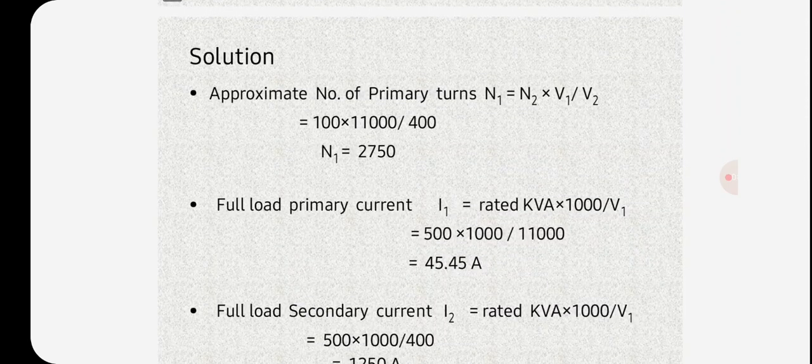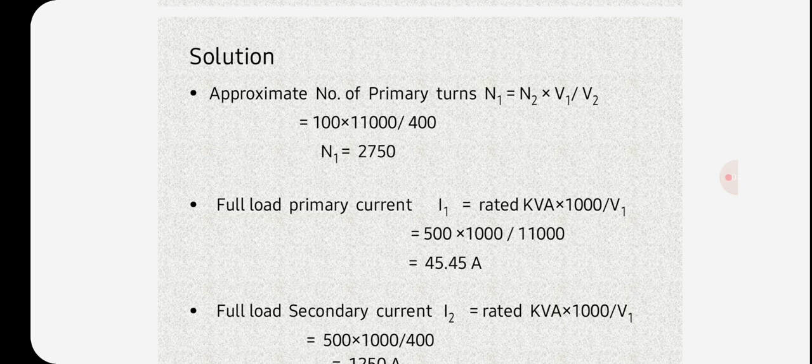So the approximate number of primary turns N1 is equal to N2 into V1 by V2. So that is equal to 100 into 11,000 by 400. After calculating this one, we will get N1 is equal to 2750.